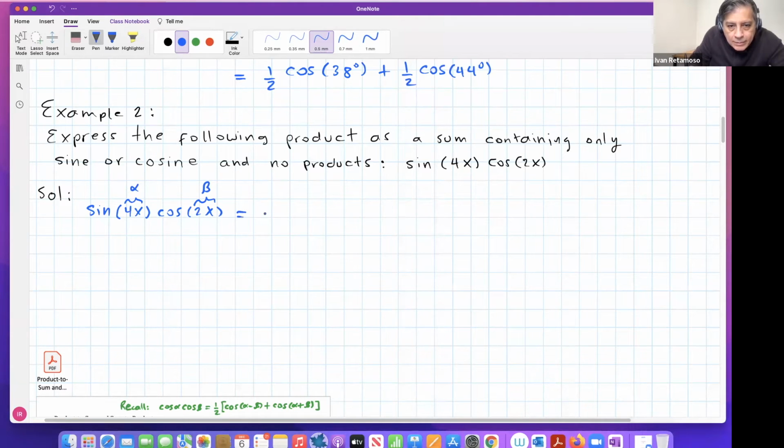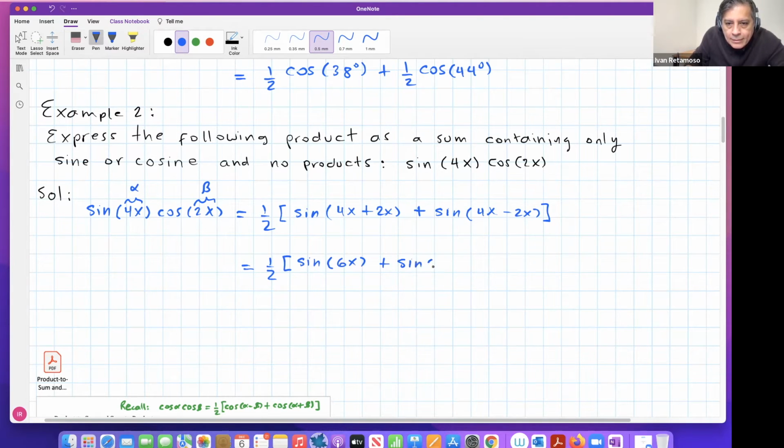So this should be equal to 1/2 bracket sine of the sum of the angles, 4x plus 2x, plus sine of the difference of the angles, right? The sine of the difference of the angles will be 4x minus 2x. Very good. Bracket here. So this will be 1/2 of sine of 4x plus 2x, 6x, plus sine of 4x minus 2x, twice x, right?